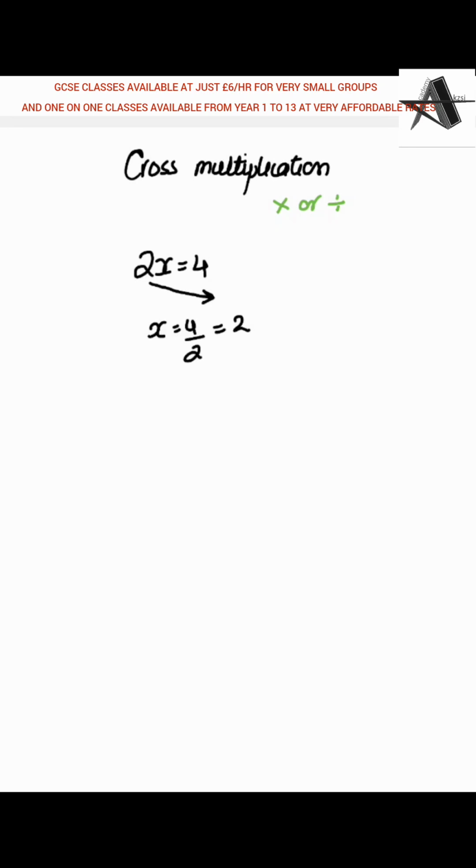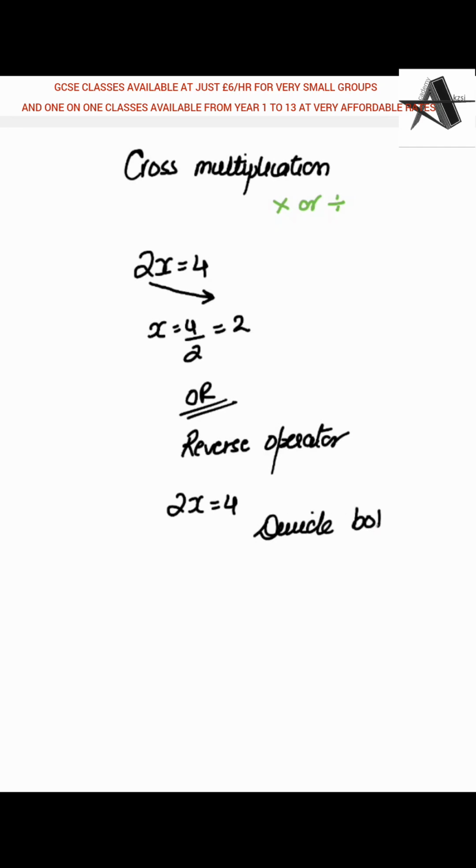There's another way, which says do the opposite. Doing the opposite means if 2 is in multiplication with x, do the opposite, divide both the sides by 2. So either we can do cross multiplication or we can opt for the reverse operator. That means if x is in multiplication with 2, you have to divide it. So 2x equals 4, and I can say divide both the sides by 2. So it will give me x equals 4 over 2, which is 2.